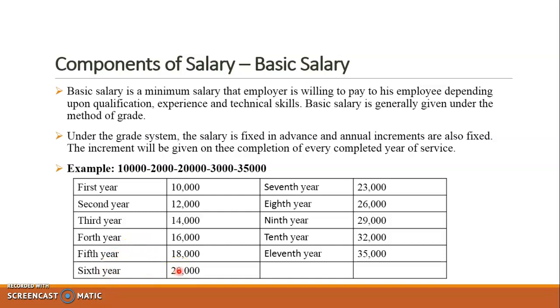After the basic salary has reached 20,000, the next increment is not 2,000, instead it is 3,000. So 3,000 is added in the 7th year, then again in the 8th year 3,000 is added. It is added until your basic salary has reached 35,000. So in the 11th year it has reached 35,000 and so on. Whatever the grade system is given in the question, you have to calculate your basic salary as per the completed years of service, and you have to add the increments which are given in the grade system.